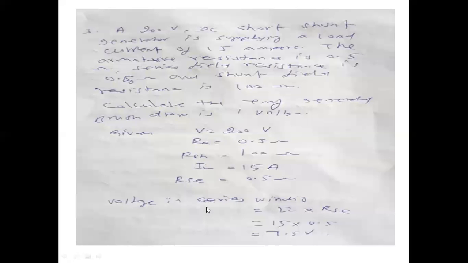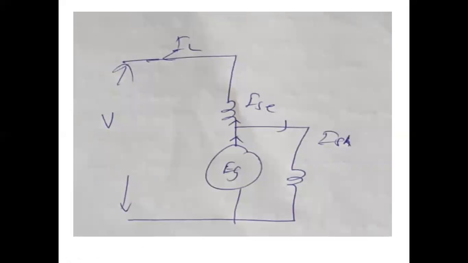This is your required generator voltage, right? So the generator voltage in this case we have calculated depending upon the given data, 200 volt short shunt generator. Short shunt generator means this is where the shunt field of the compound generator is connected in parallel to only the armature.